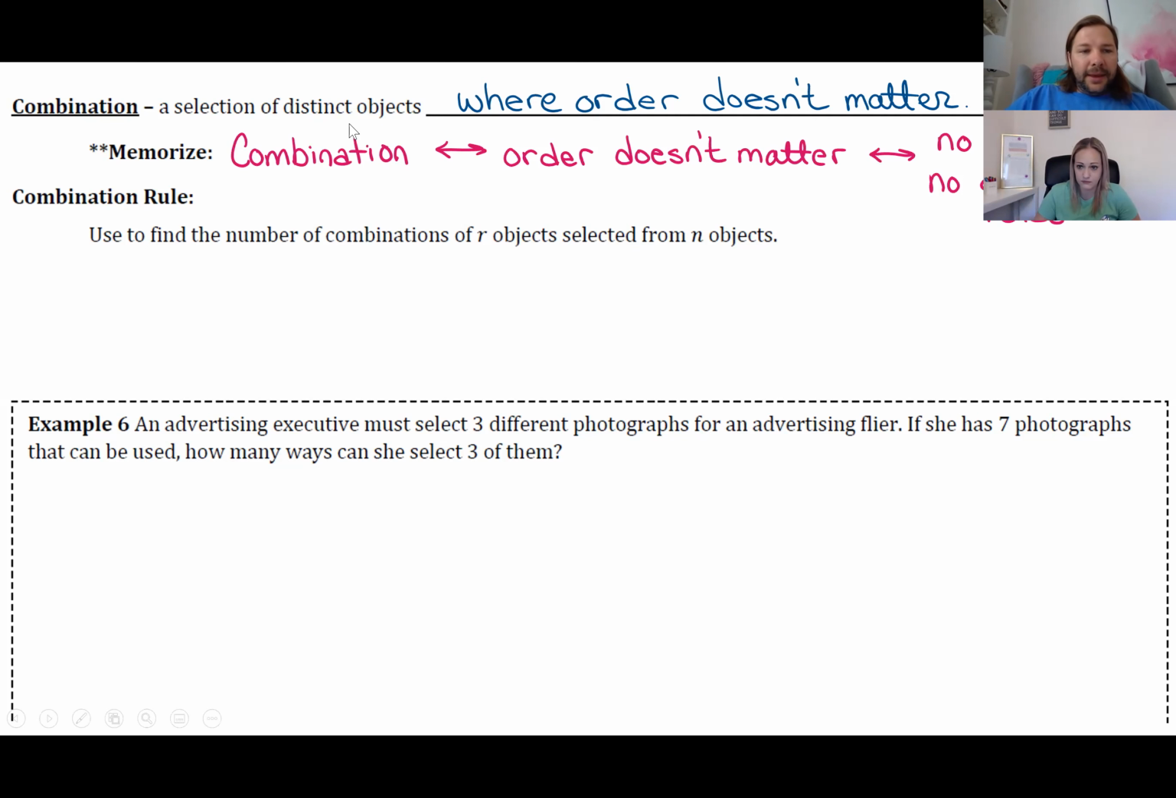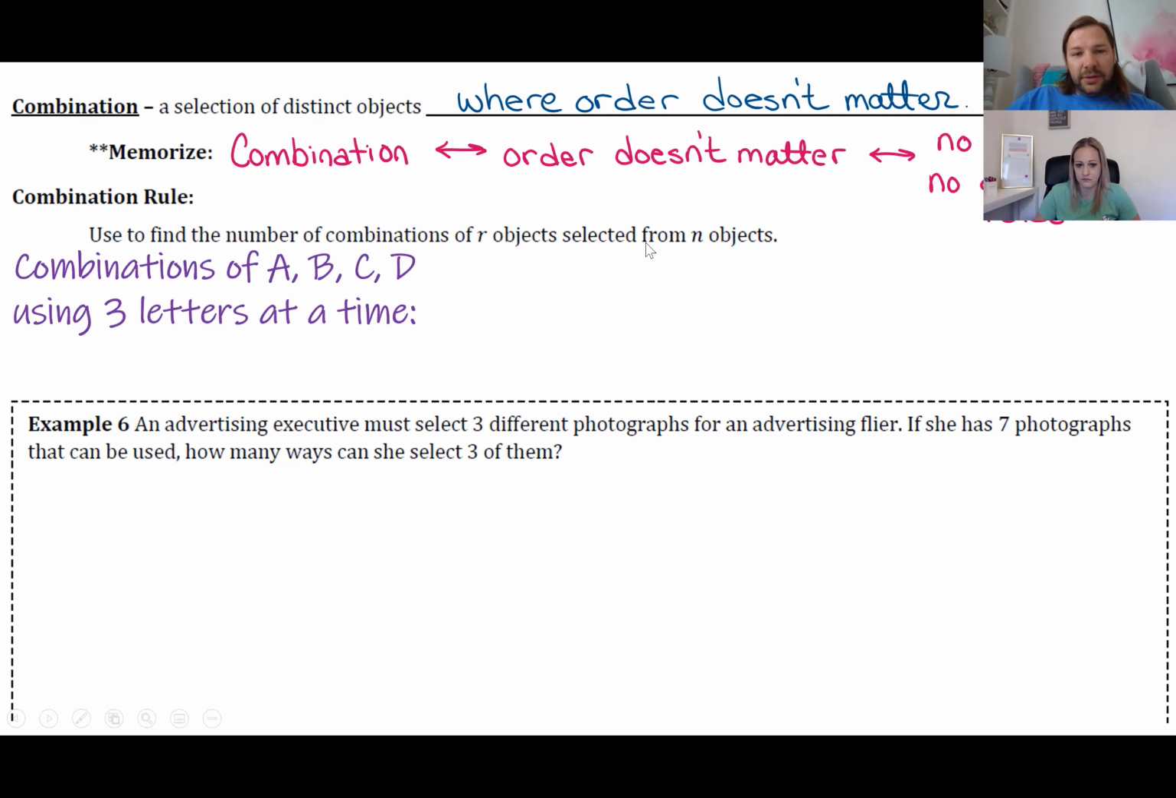you give no rankings, okay? So the combination rule used to find the number of combinations of r objects being selected from n objects is simple. It's n factorial divided by r factorial divided by n minus r factorial. And here's a quick example. So let's calculate all the combinations of A, B, C, and D using 3 letters at a time. So we've written them out, and there are 4 combinations.